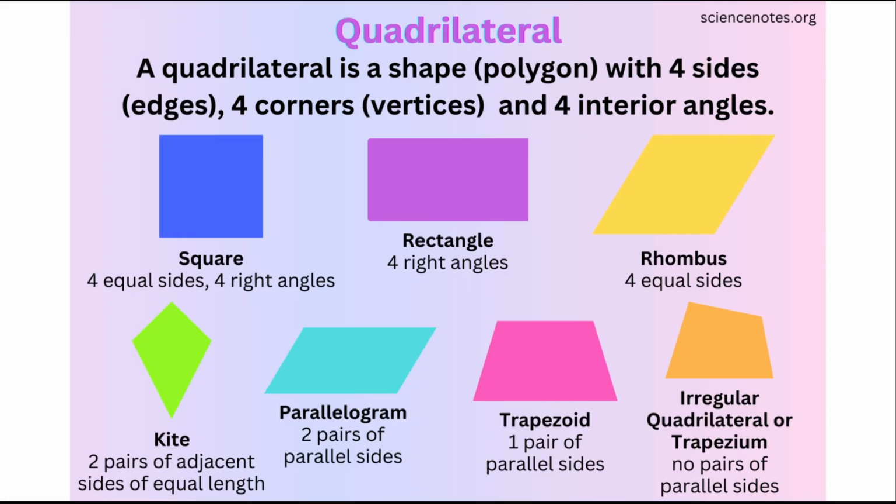Let's dig in. So a quadrilateral is a shape, which is a polygon with four sides. It has four edges and four corners, which are called vertices, and four interior angles. So we have a square, a rectangle, rhombus, kite, parallelogram, trapezoid, and something called an irregular quadrilateral or an irregular trapezium.